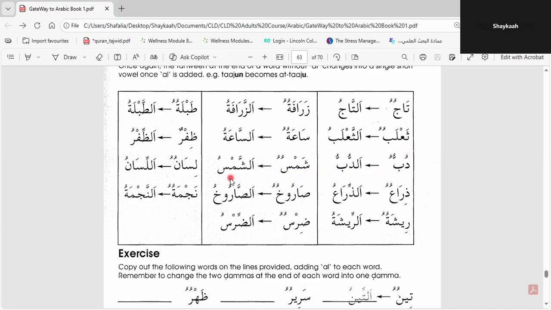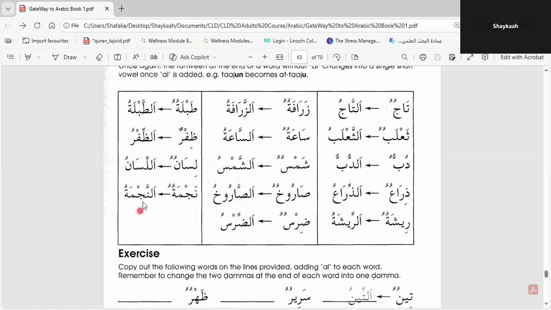Shamsun. Ash-shamsu. I'm going to delete one of the vowels and I'm not pronouncing the lam. Ash-shamsu. Lisanun. Look at that. There's kasra. Al-lisanu. I'm going to delete one of the dhammas. ذراع, sorry, الذراع. صاروخ, there's mud here. الصاروخ, it's a heavy letter and I'm dropping the lam. الصاروخ.